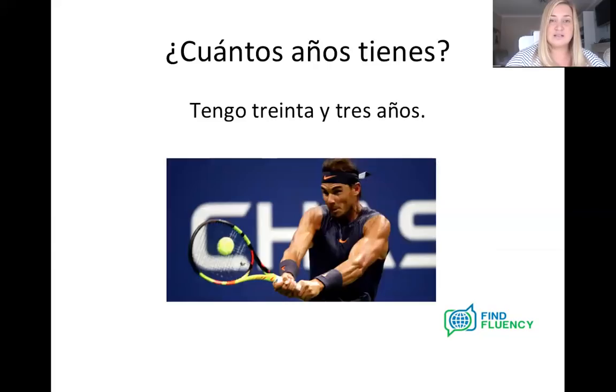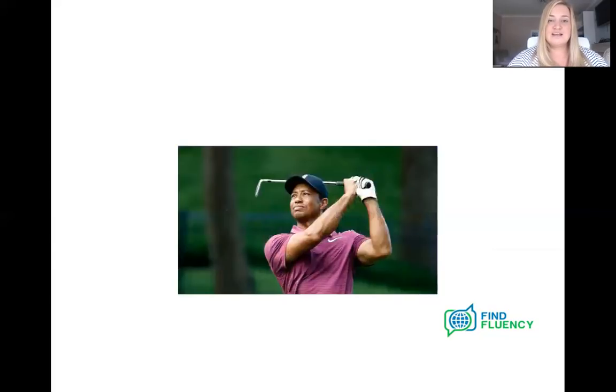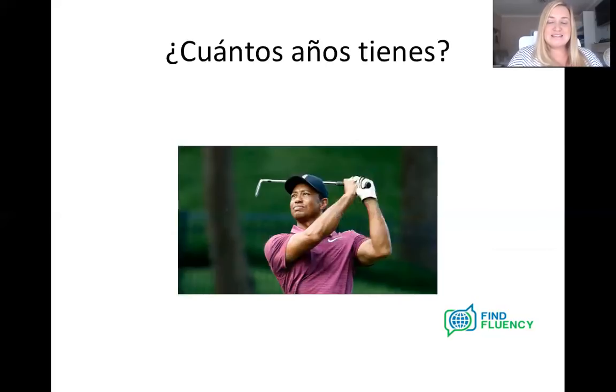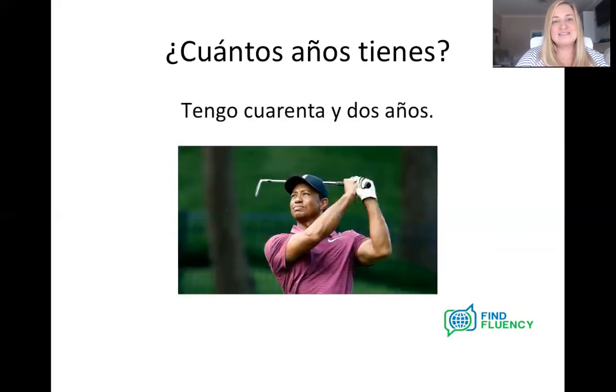Okay, well done. Right, Tiger Woods, not everyone's favourite, okay, but I thought he's universally really widely well known. So I thought I'll use him and everybody will know who he is. ¿Cuántos años tienes? Tengo 42 años. So cuarenta y dos, yeah, so 42 years old.